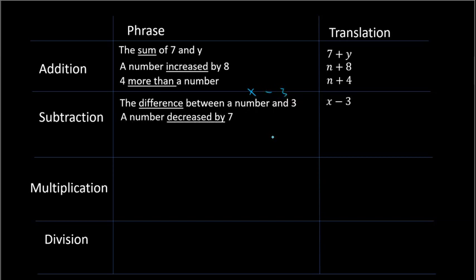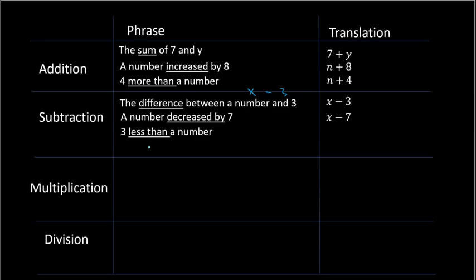The phrase decrease by also means subtraction. So if a number is decreased by 7, that means you're subtracting 7 from some number. And that number is unknown, we'll call it x. So we do x minus 7, some number decreased by 7.